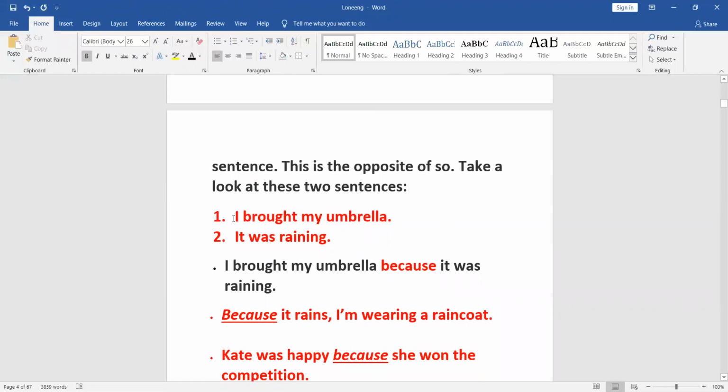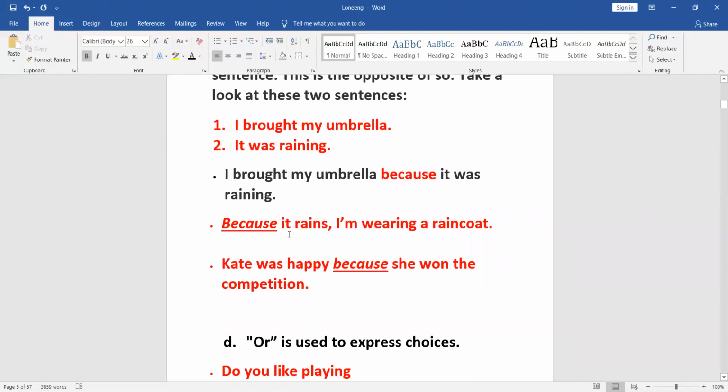Take a look at these two sentences. I brought an umbrella. It was raining. So what did I do? The first thing is the action. I brought the umbrella. And the second part is the reason, which is, it was raining. So I brought the umbrella because it was raining.